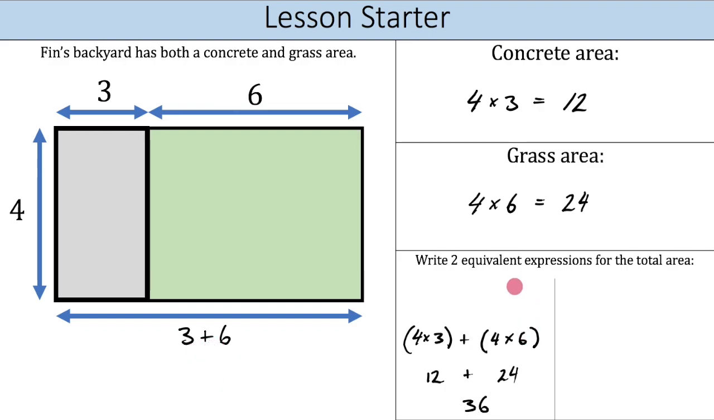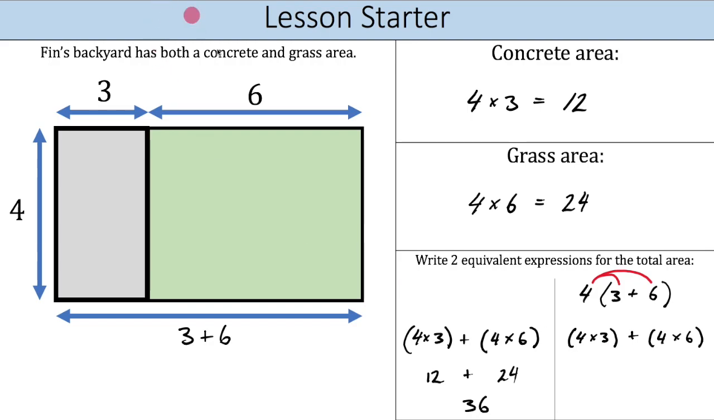So now to write an equivalent expression, I'm going to go my width times my length. So 4 times 3 plus 6. Now, hopefully you remember your distributive law, which we learned a few lessons back, which told us that if we have a number outside some brackets, it's going to multiply with the numbers inside the brackets. So we're going to distribute this 4 to what's inside. So it's going to be 4 times 3, and because there's a plus here, then it's going to be plus 4 times 6. So I could write 4 times 3, plus 4 times 6.